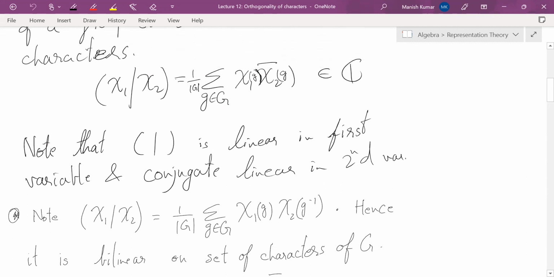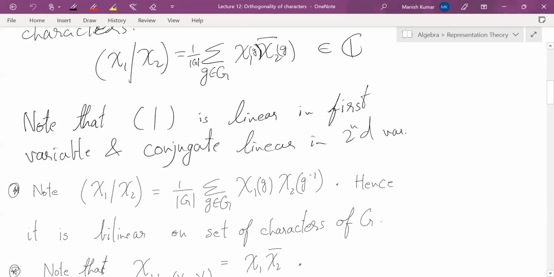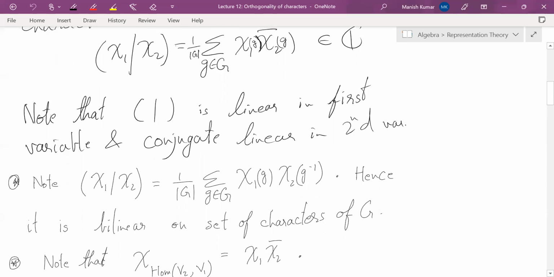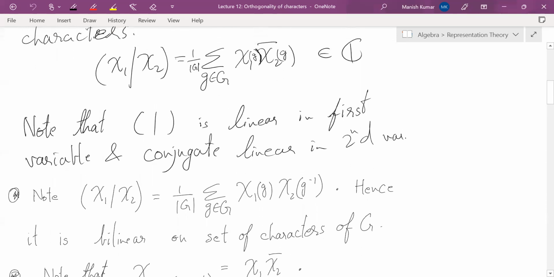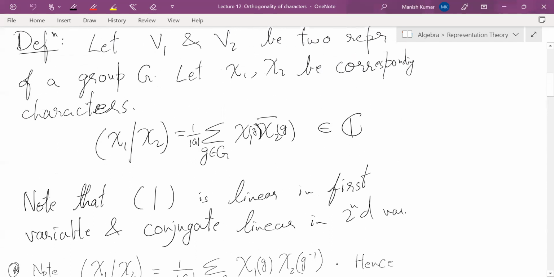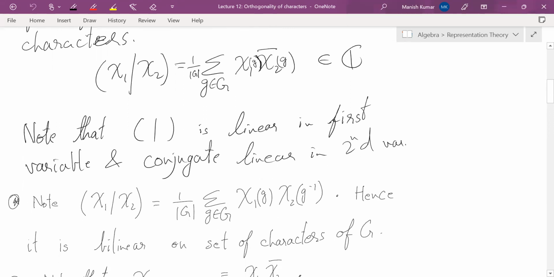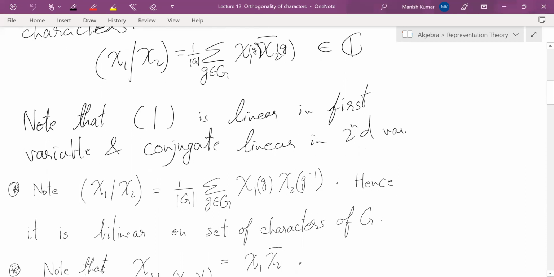So, if you look at this formula, the pairing between chi1 and chi2 seems to have something to do with Hom(V2, V1). If V2 and V1 are representations, then you look at the character of Hom(V2, V1), and then you sum over all elements of G and take the average. So you take the average of the character of Hom(V2, V1), and that is what the pairing is.